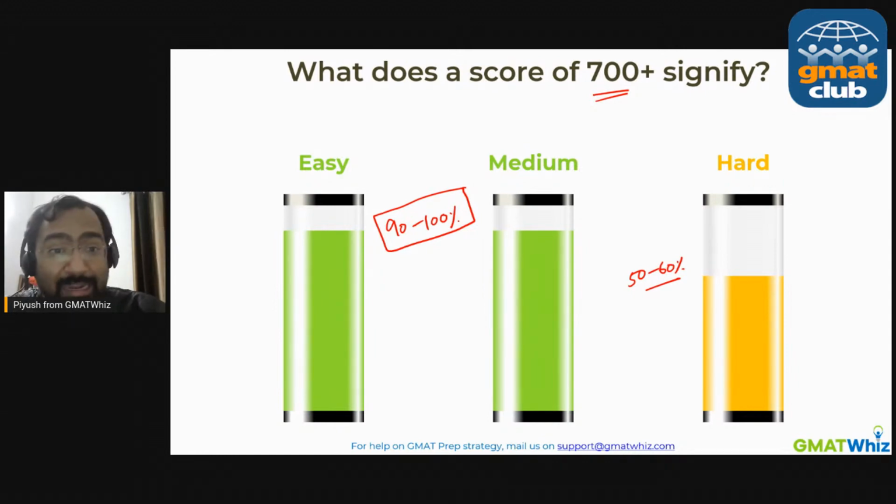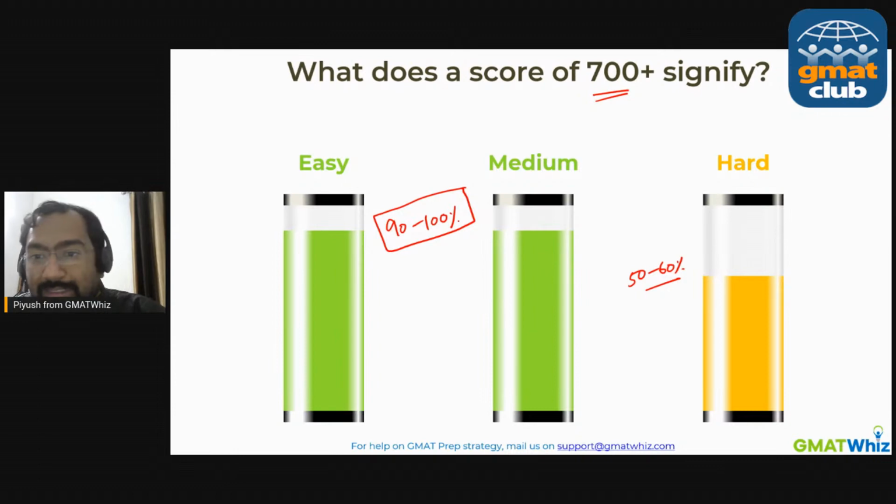And if you require that kind of a high score, you definitely need to get the hard questions right. And you should prepare in a fashion that you get the hard questions right from day one itself. As in, not hard questions right from day one, but you prepare yourself in a way that you are going in the right direction at least.